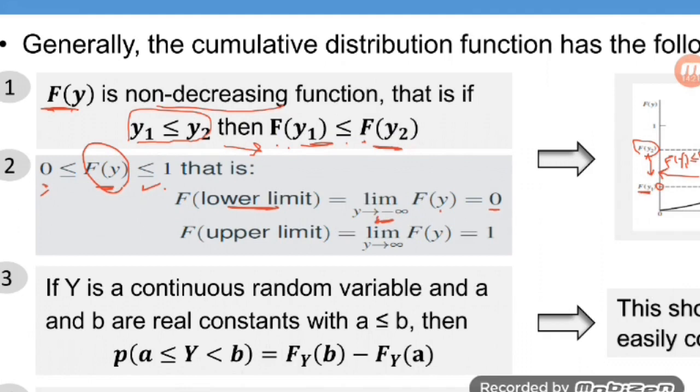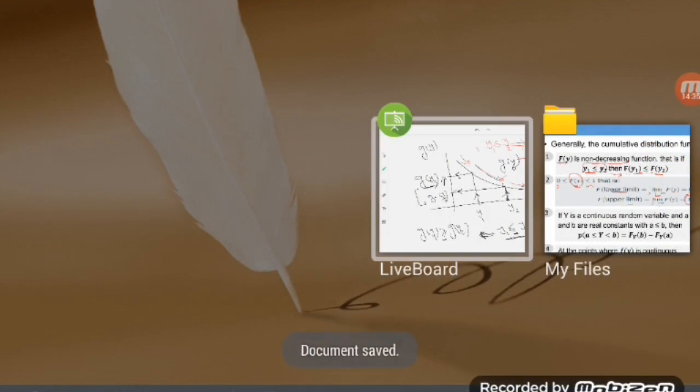And when we substitute for y with its upper limit, this will give us the limit of capital F of y as y tends to infinity, which gives us 1. If we try to explain this property more, we know that y is a random variable that has a PDF, where y is defined between, say for example, a and b.